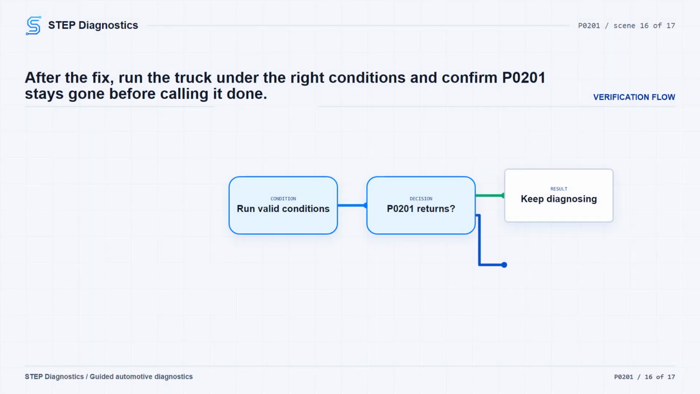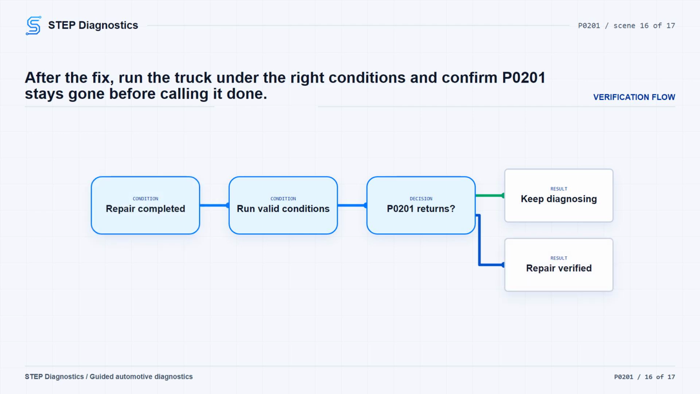After the repair, verify the repair and confirm the code stays gone. Keep the verification separate from the circuit testing. Make sure the operating conditions are met, confirm the fault does not reset, and make sure the truck behaves normally.